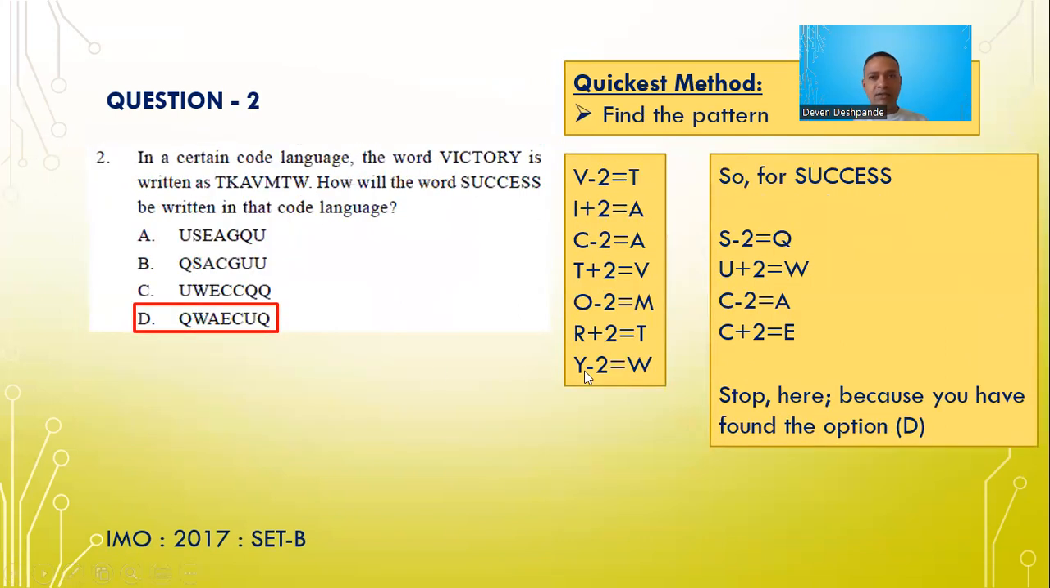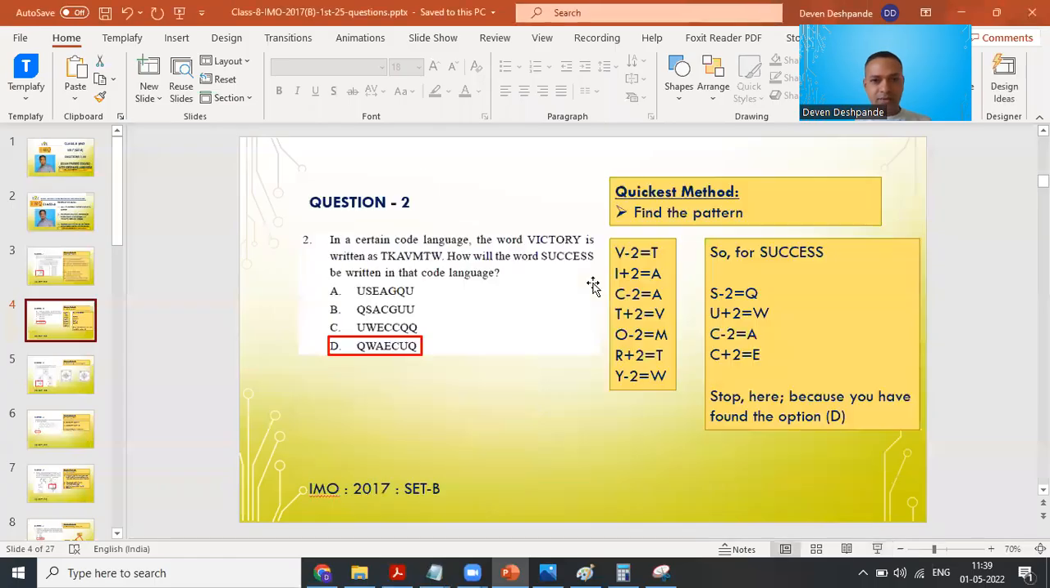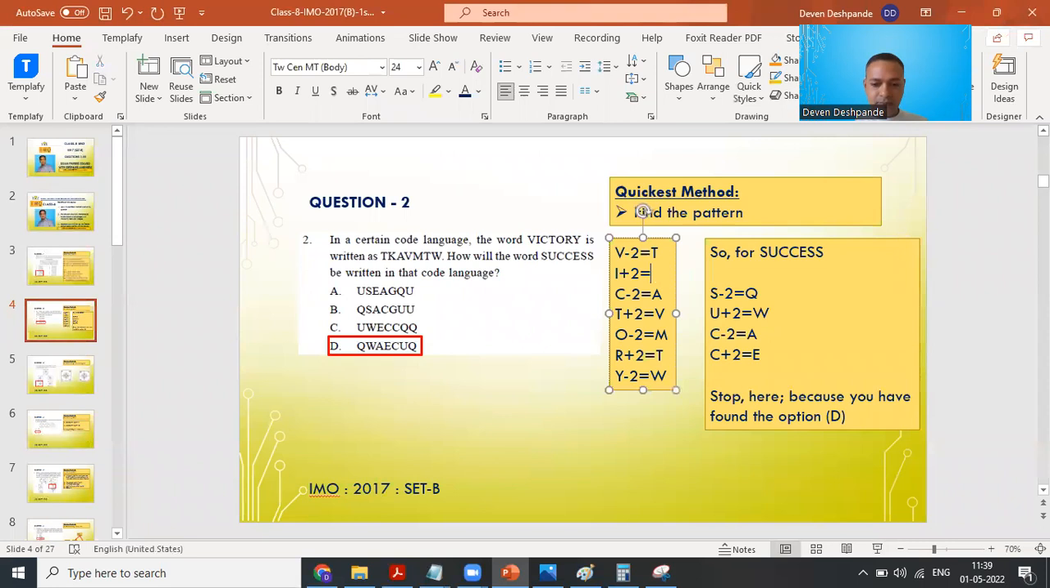Okay, next one. In a certain code language, the word victory is written as TKAVMTW. How will the word success be written in that code language? Again, find the pattern. This is also an easy pattern. So V minus 2. V minus 2 is T because RSTUV, isn't it? I plus 2. I plus 2 will be K.